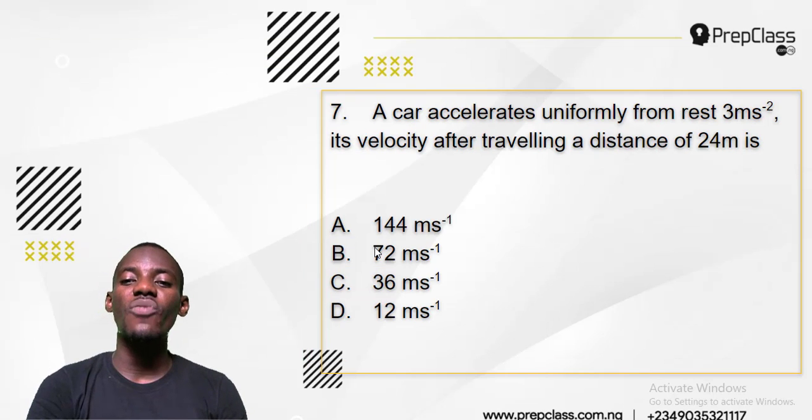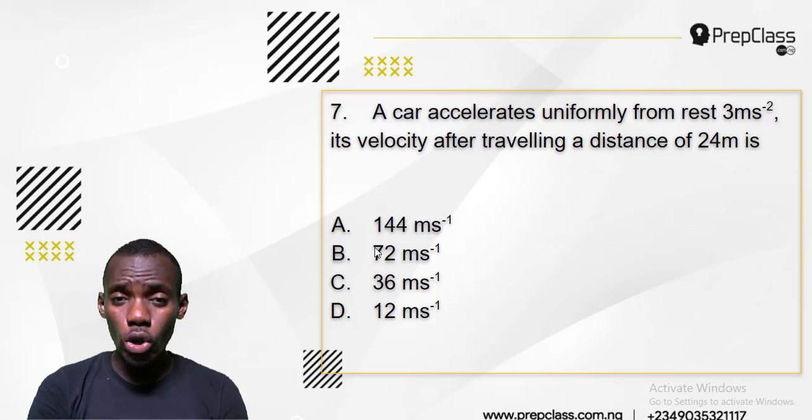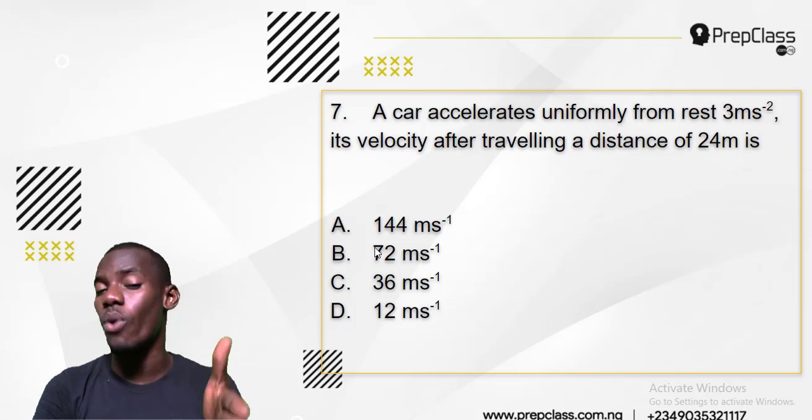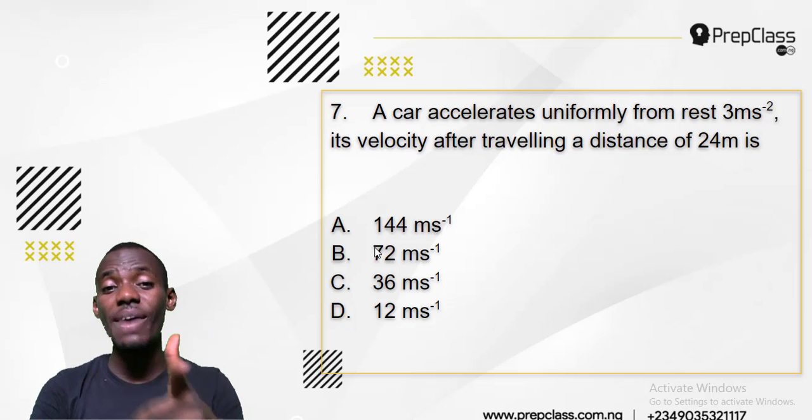The car accelerates uniformly from rest at 3 meters per second square. Its velocity after traveling a distance of 24 meters is what? Now this is a simple motion question, right? It is a linear motion question, but it's accelerated uniformly from rest. The word rest means that it was resting before, and that means that the initial velocity U is zero.